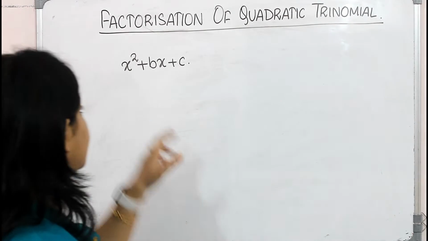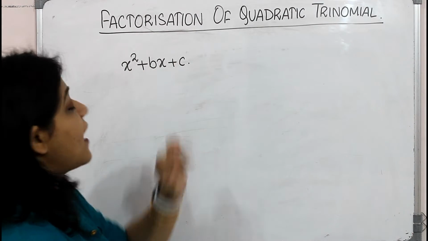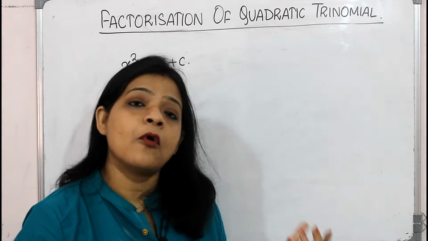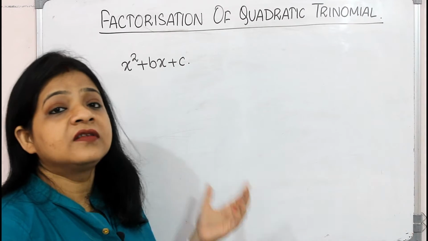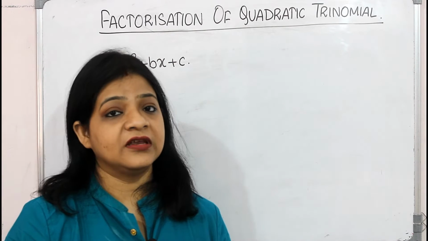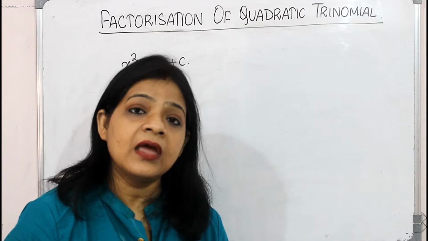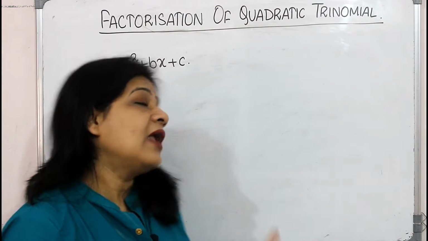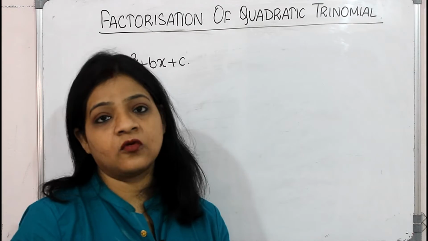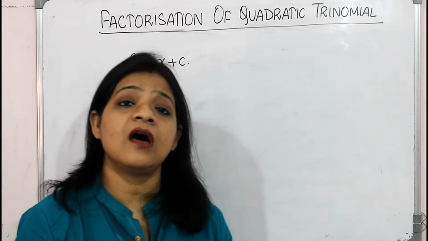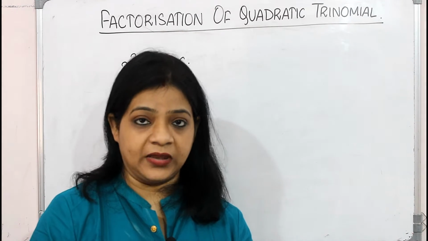As for example, this x square plus bx plus c. So this is a polynomial, right? Polynomial, why? Because the exponents are positive integer exponents. And it is a single variable and it consists of three terms. So hence we can call this particular polynomial a quadratic trinomial.